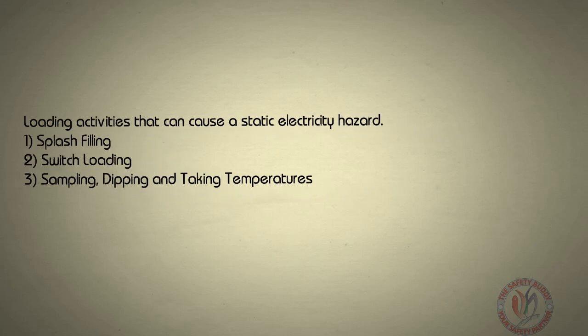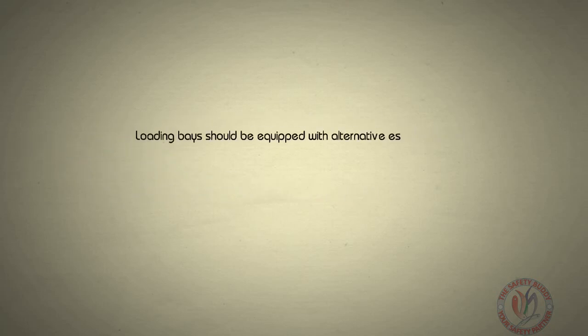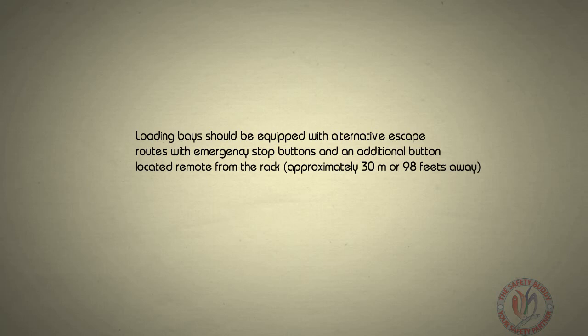The loading bays should be equipped with alternative escape routes with emergency stop buttons and an additional button located remote from the rack, approximately 30 meters or 98 feet away.